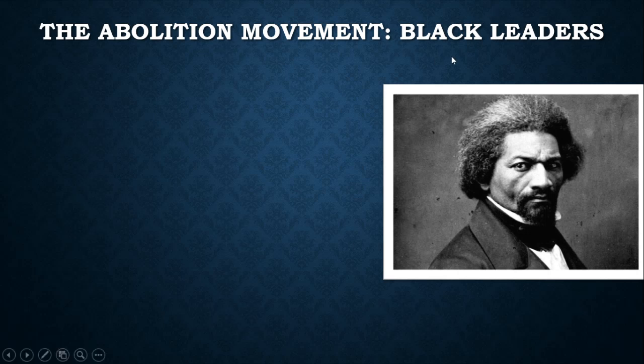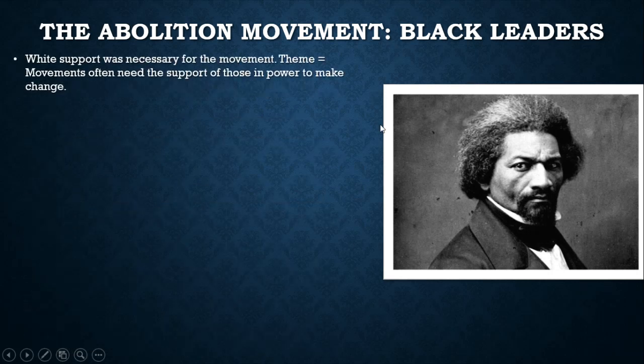Now, let's talk about the black leaders of the abolitionist movement. First, white support was necessary for the movement, right? The movement would have failed without white support. There's a theme throughout all of history, and that theme is movements often need the support of those in power to make change. So what do I mean by that? Here's what I mean by that.